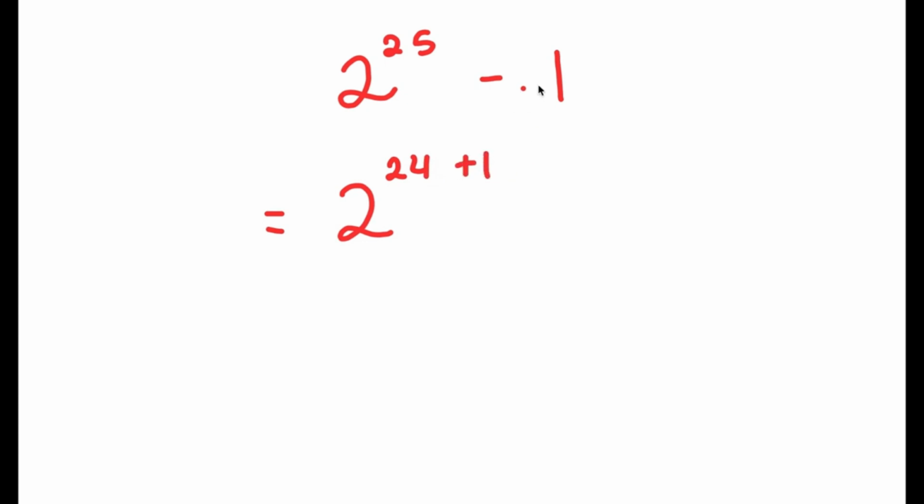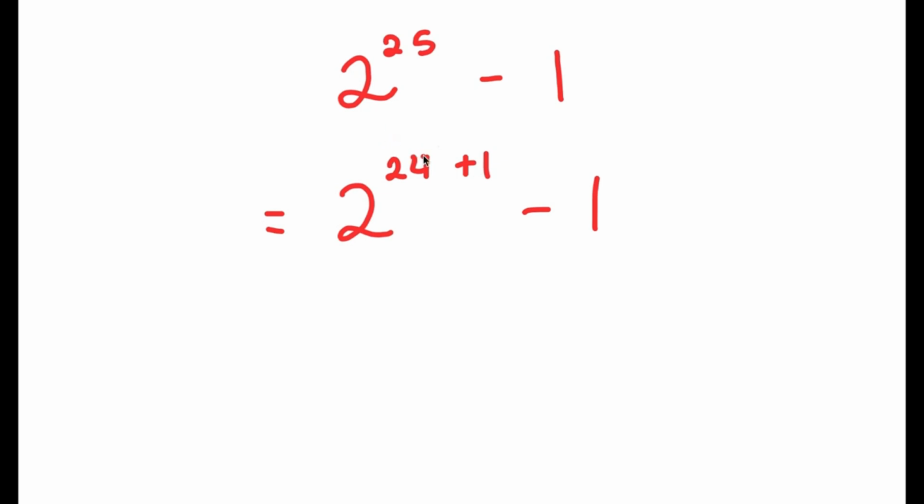Alright, so in this video, I'm going to solve the problem 2 to the power of 25 minus 1. To first start, I'm going to rewrite 2 to the power of 25 as 2 to the power of 24 plus 1. And then we have our minus 1 at the end.